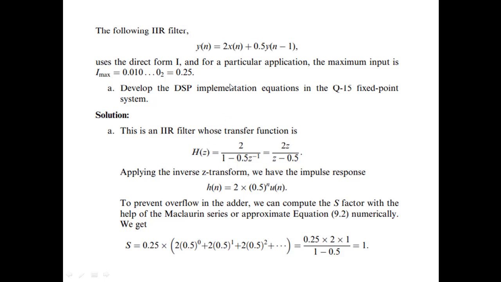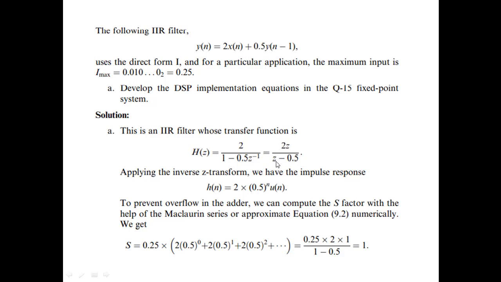Okay, and if you solve for that y of z by x of z, the right hand side we get is 2 divided by 1 minus 0.5 z power minus 1. Okay, now if I take it to positive power of z by multiplying numerator and denominator by z, what we get is 2z divided by z minus 0.5. Okay, so this is our system function.